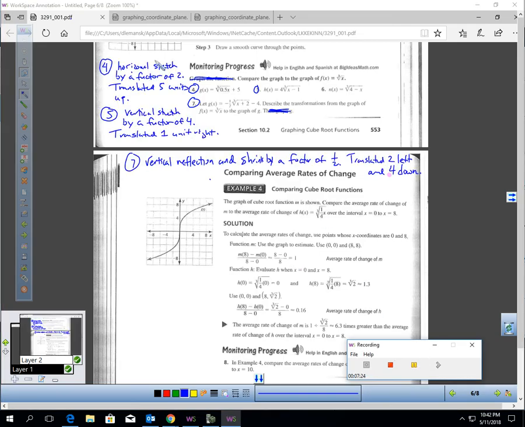And there are your comparisons for 4, 5, and 7. Double check to make sure you're getting these. If you aren't, make sure you ask in class tomorrow so we can talk about that.